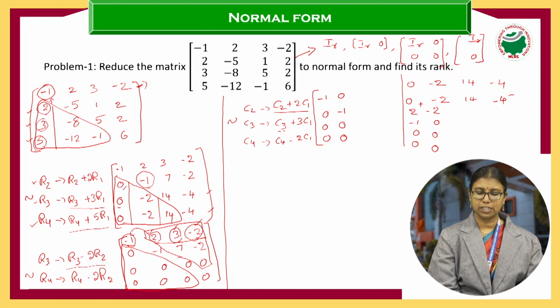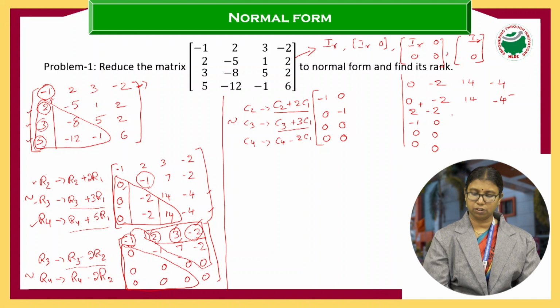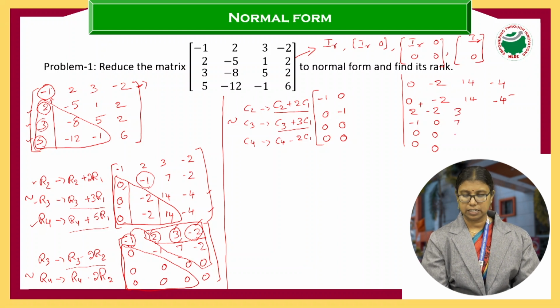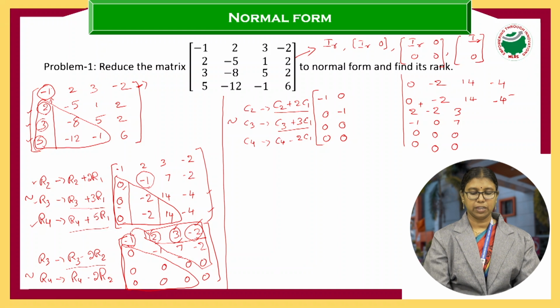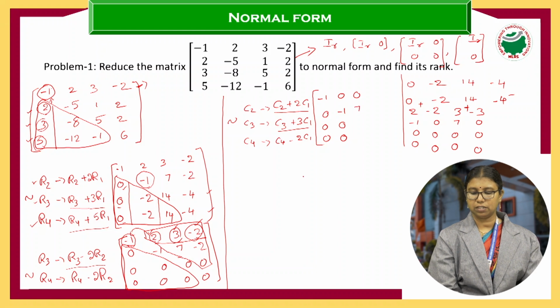Next, how we are changing C3? C3 is C3 plus 3C1. So first write down C3. C3 is 3, 7, 0, 0. 3C1. Multiply the first column with 3, you will get minus 3, 0, 0, 0. So by adding both the columns, 3 minus 3, 0, 7 plus 0, 7, 0, 0.